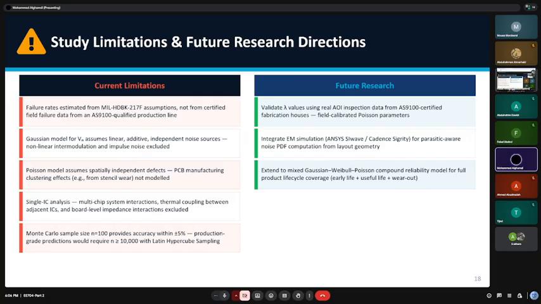We can increase that to have a better understanding of what's going on through the modulation and simulation of the MCS. For future research, we can validate lambda values using real inspection data from regulatory standards. We can integrate electromagnetic simulation software such as ANSYS or HFSS for parasitic-aware noise computation from layout geometry. And we can also extend to a mixed Gaussian and Weibull compound reliability model for full product life cycle coverage.